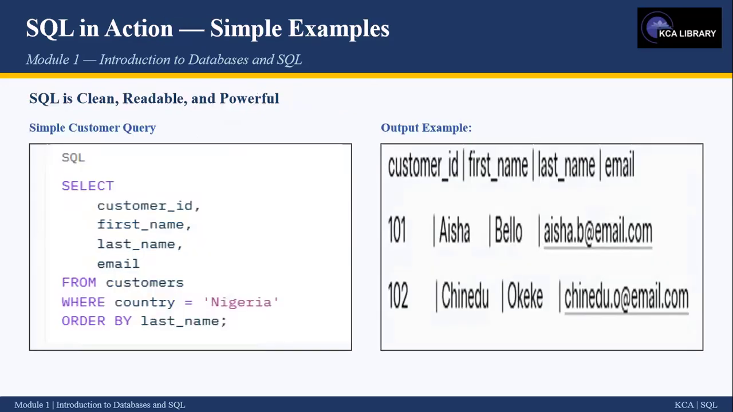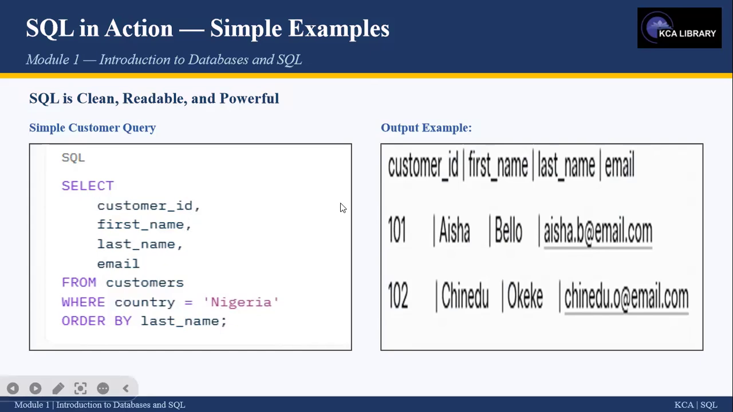SQL in action. Let me show you how clean and powerful SQL looks in action. Here is a simple customer query. The query says select customer ID, first name, last name, email from customers table where country is Nigeria, and you order the result by last name.